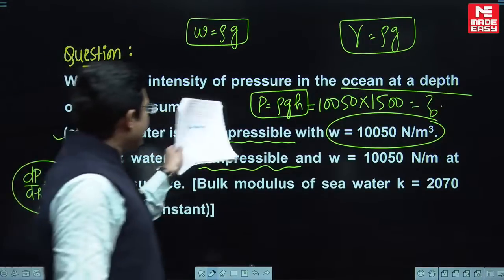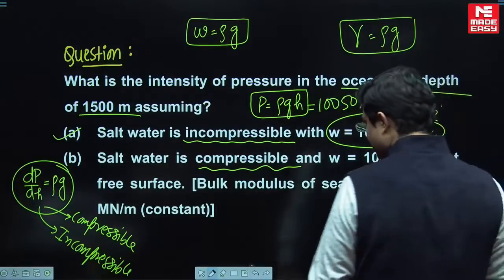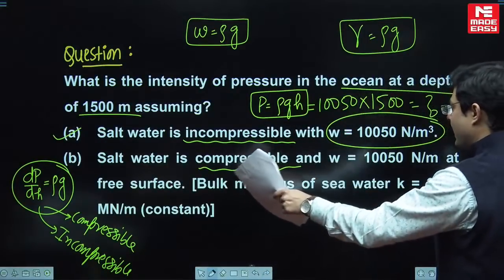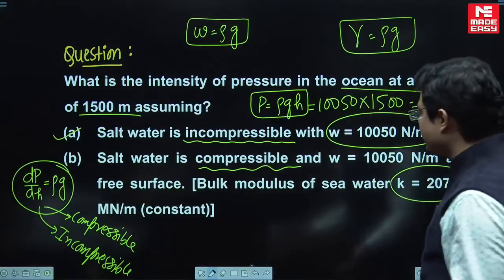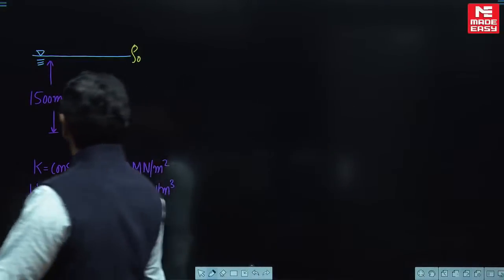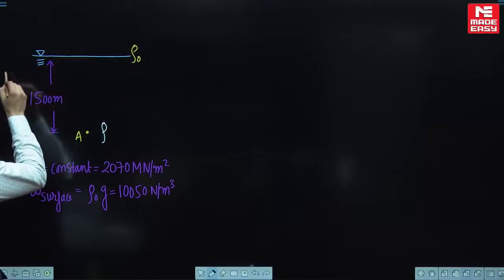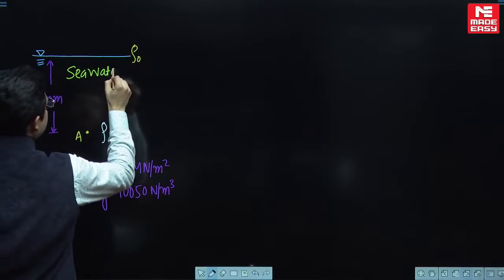Okay, but P is equal to rho gh is not applicable to compressible fluids. Bulk modulus is given as a constant. He has to give it because the density will change. Now see, look here on the board. So there is this sea water. I will give you a hint to this question. Calculations you have to do.